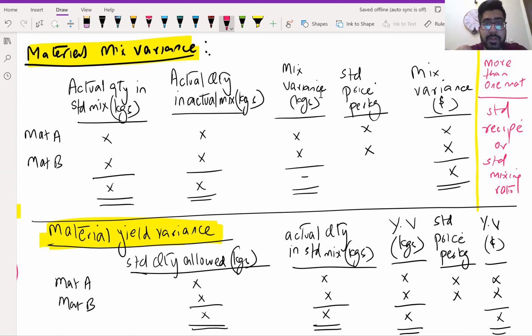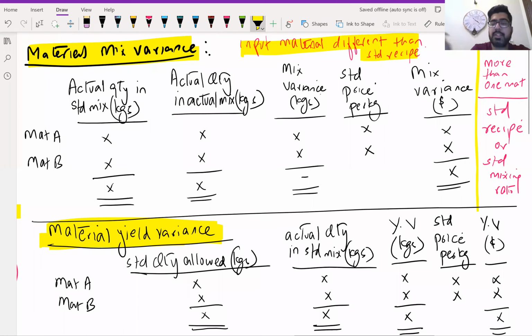Now, whenever you input material different than standard recipe, a variance arises called material mix variance. Whenever you input material different than standard recipe, a variance arises called mix variance.